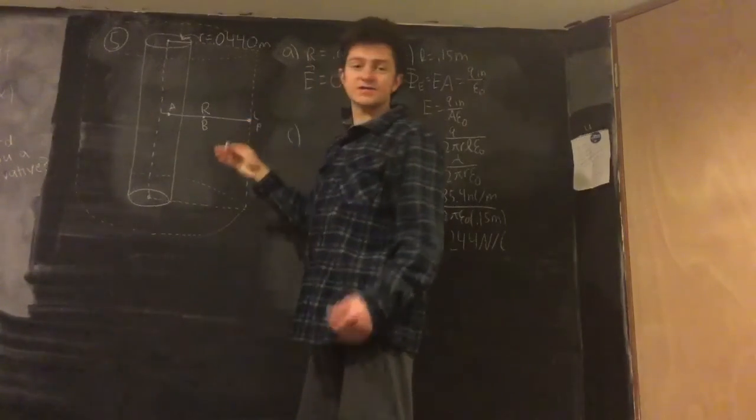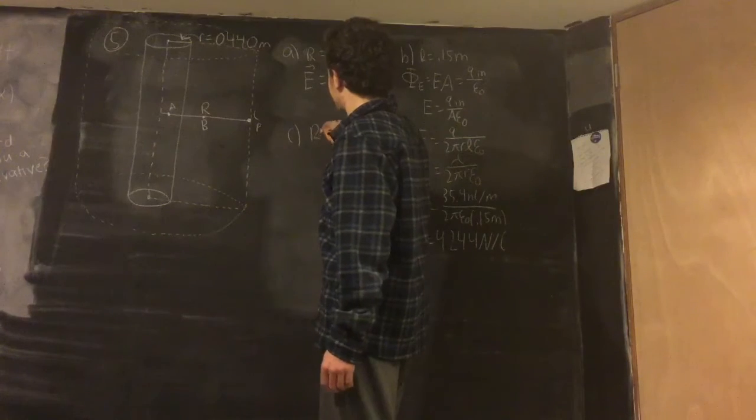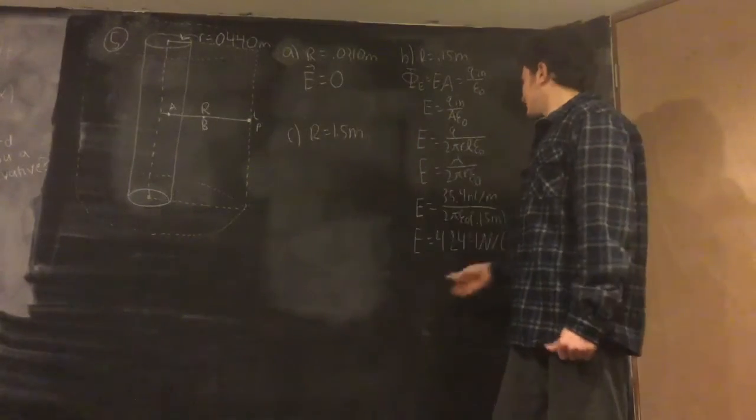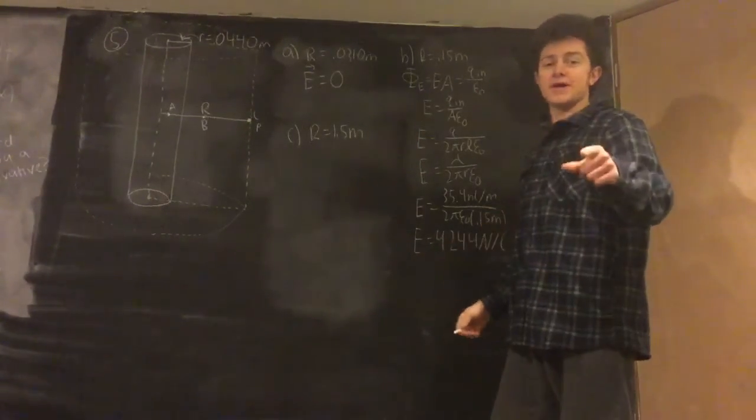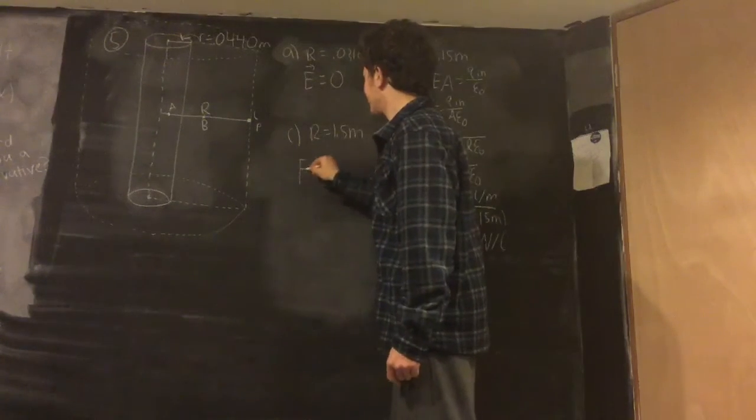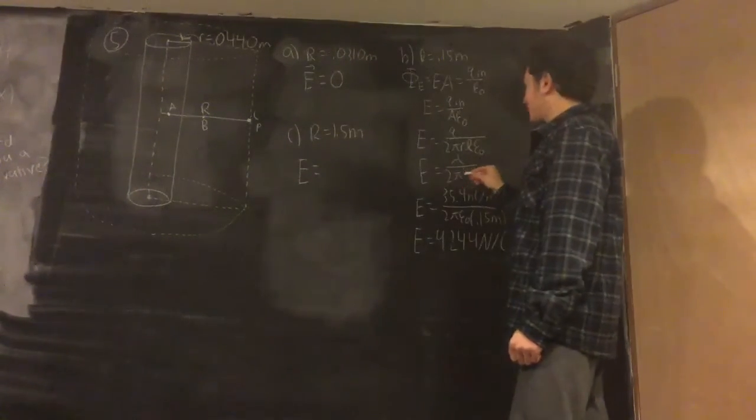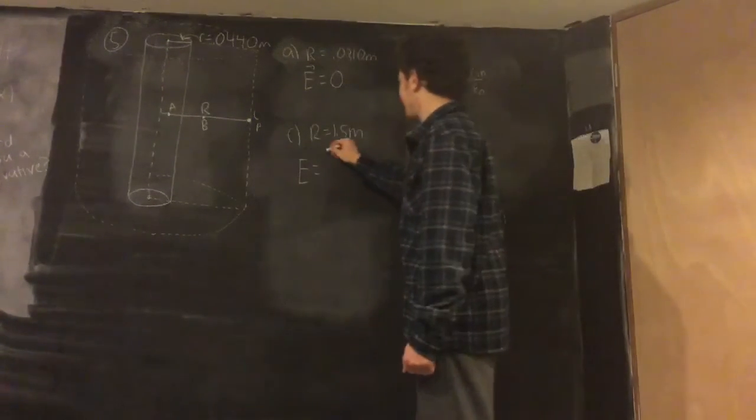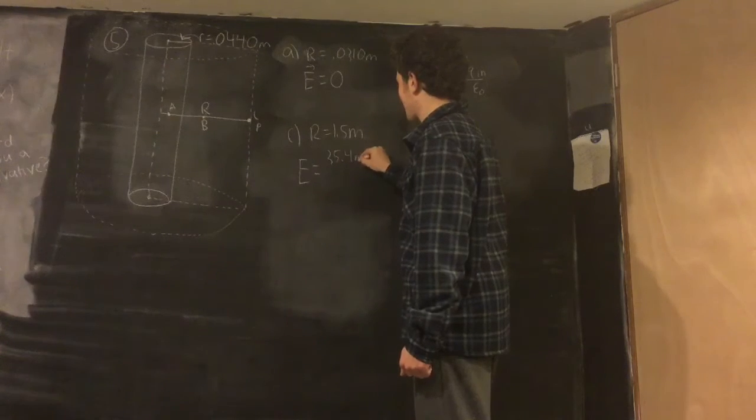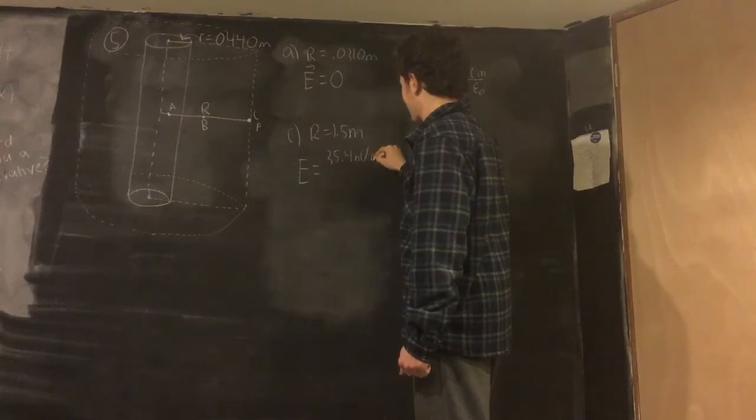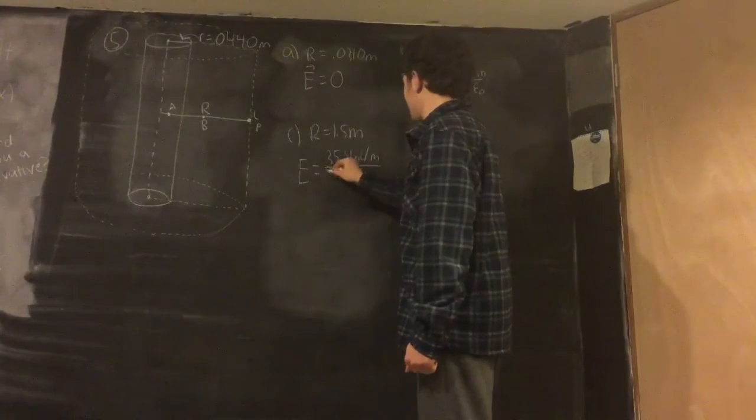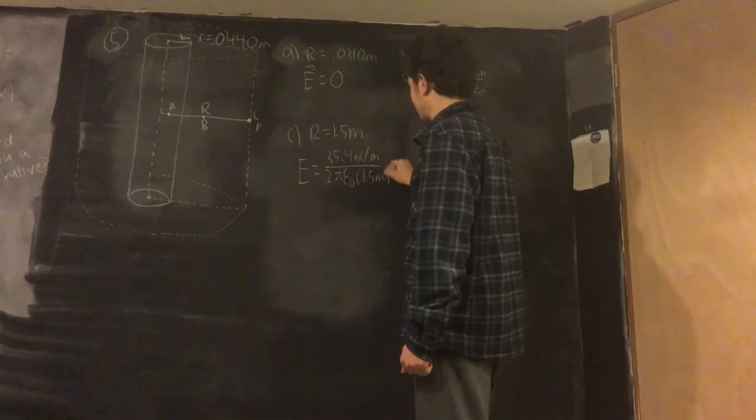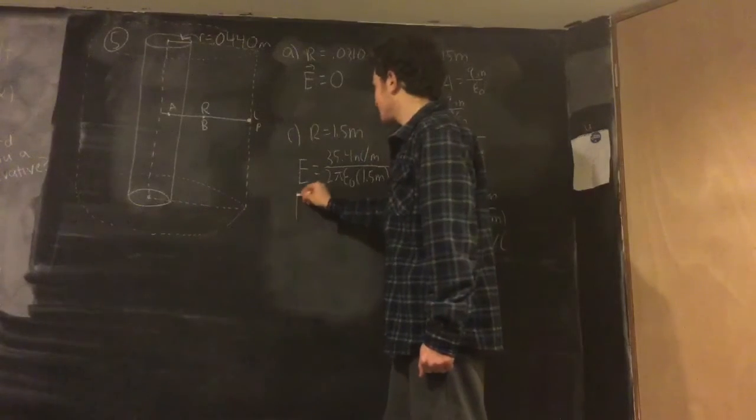Now for part C, it's very similar to part B, except the point is all the way out here at a distance of 1.5 meters away. Now if you're thinking, can't I just substitute it in for this distance down here? You're absolutely right. So with that equation, E is equal to lambda over 2 pi r times epsilon naught, we just plug in our 1.5 meters for the radius.